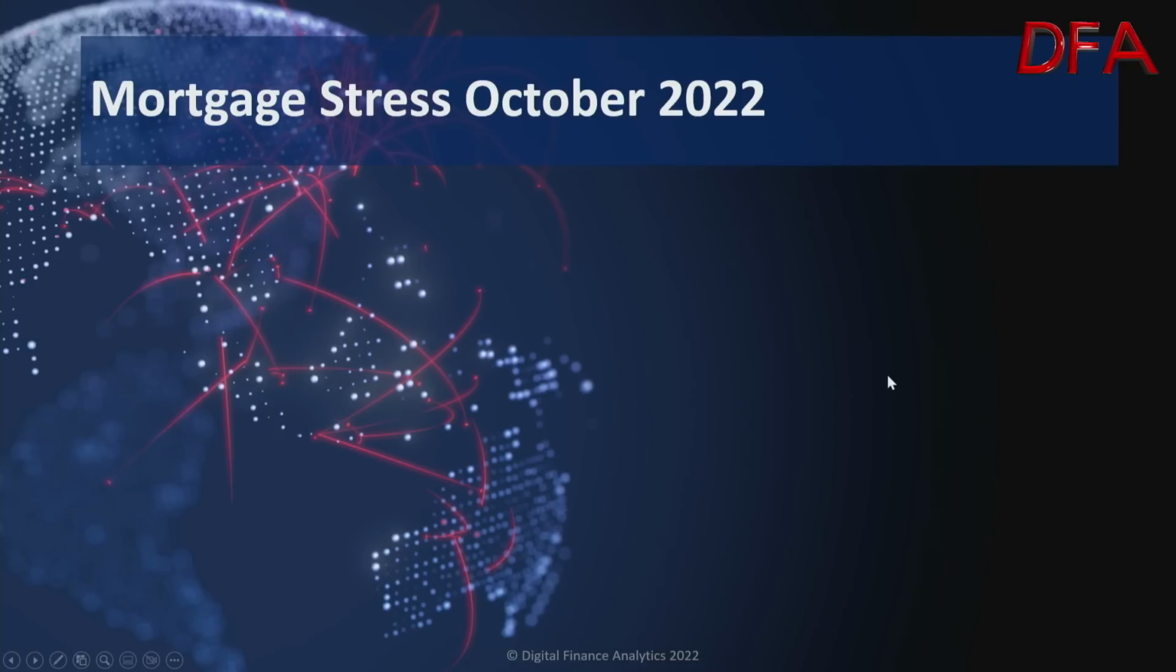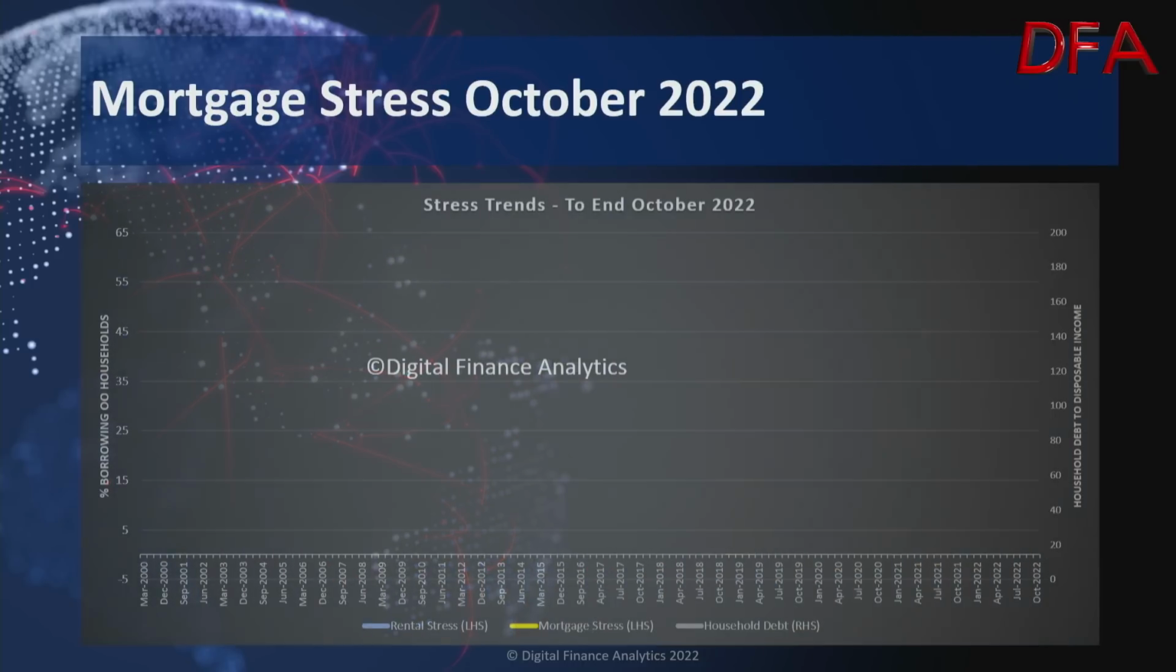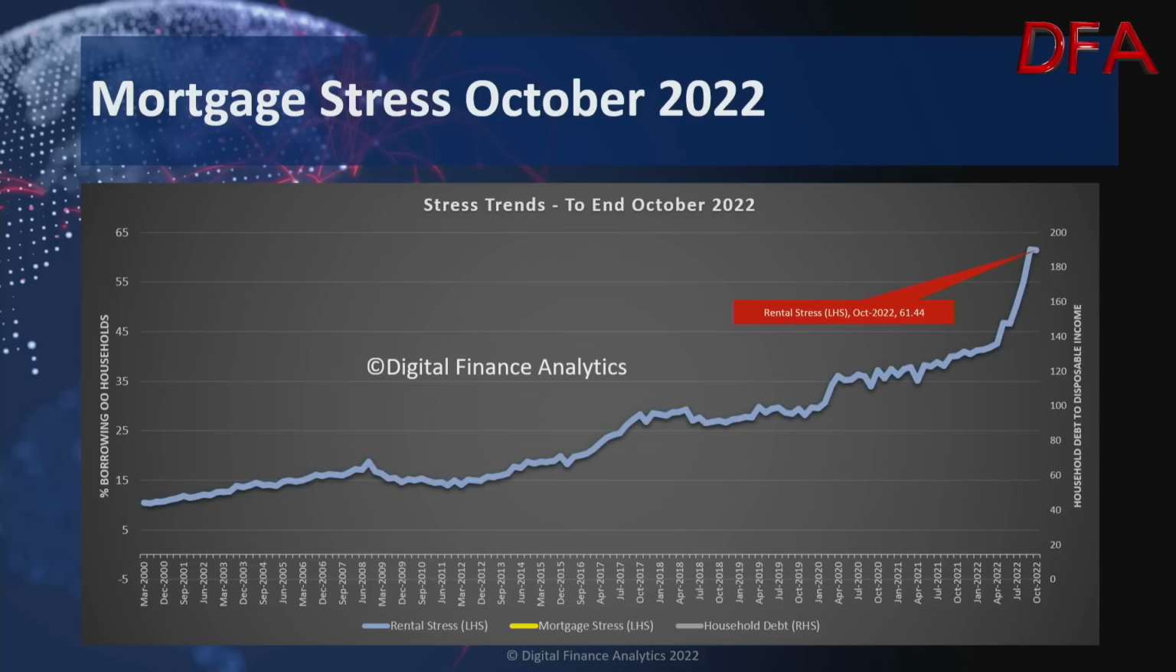Now let's look at mortgage stress as of October 22, so this is the latest data. The first thing to say is that rental stress is still at a massively high 61.44%. It came back very slightly compared with last month.